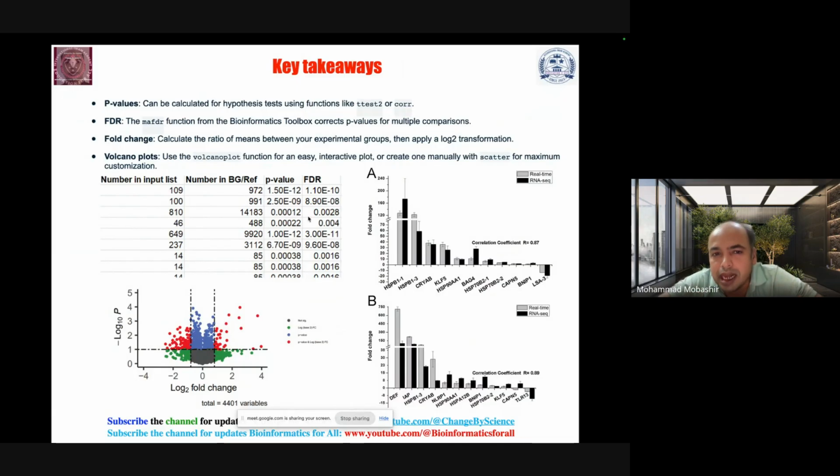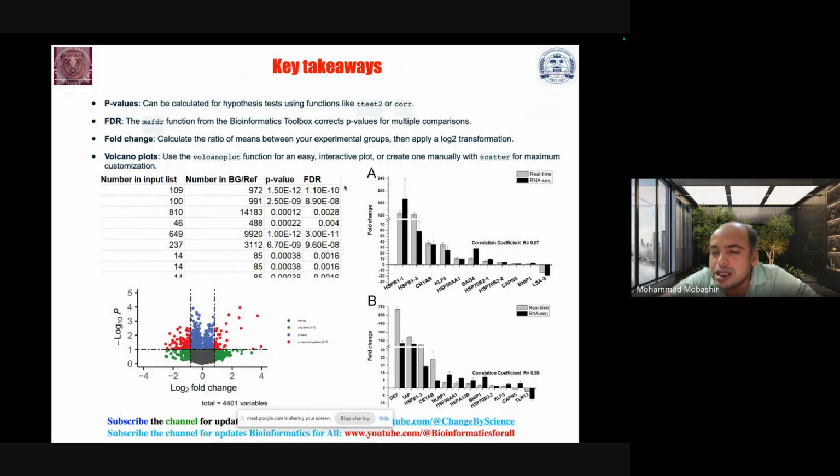So these are examples of the calculated p-values and corrected p-values. Then the right side, figures A and B, show a set of genes, a small number of genes, and their expression values measured by some kind of PCR technique, and then also by the RNA-seq approach. So they have been compared together: which one is giving what kind of expression values and what are the differences?